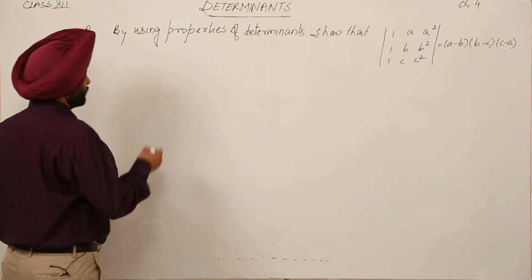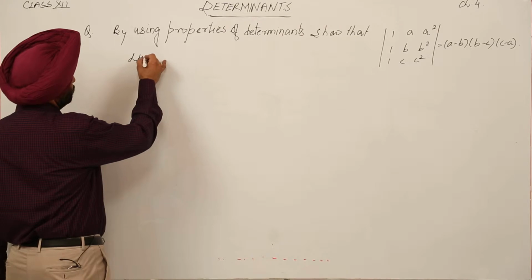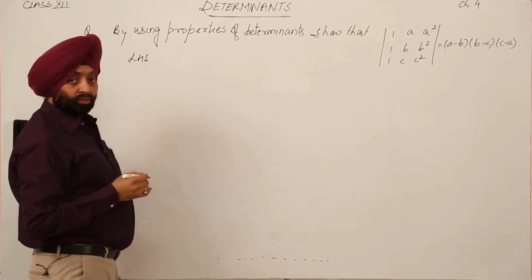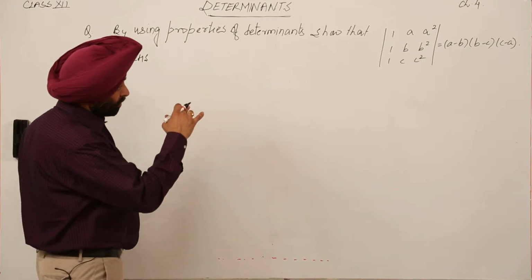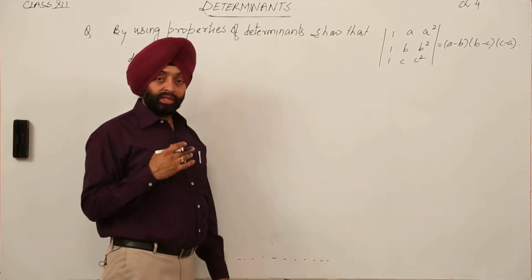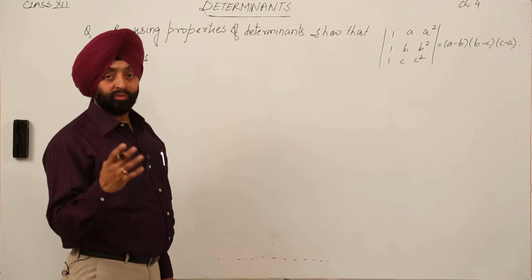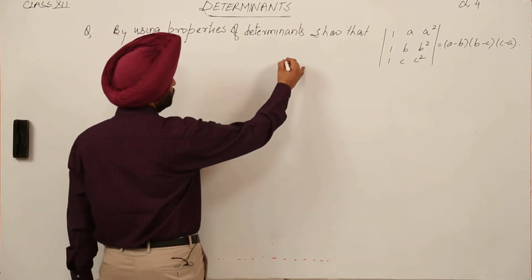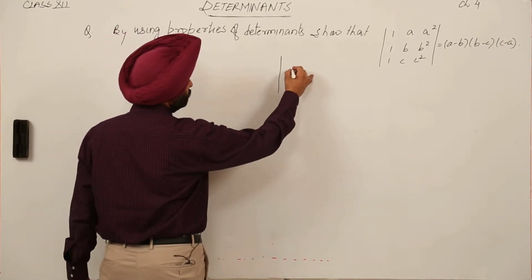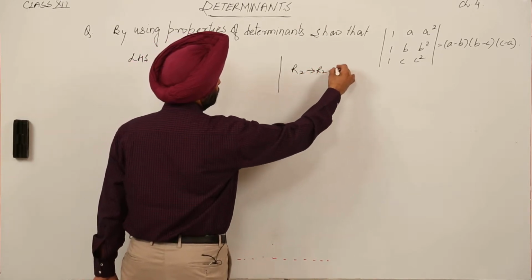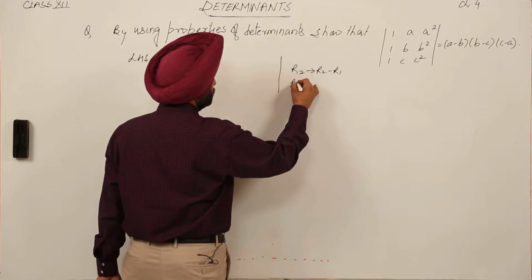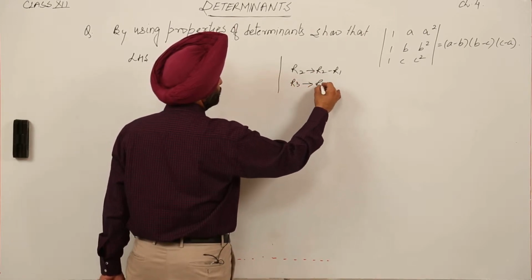Now, the left hand side. In the left hand side, when we are having 1 1 1, if it is in a column then apply the operation for rows, if it is in a row then apply it for columns. Now what properties am I going to use here? I am going to use R2 approaches R2 minus R1 and R3 approaches R3 minus R1.